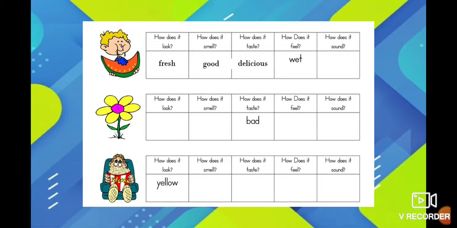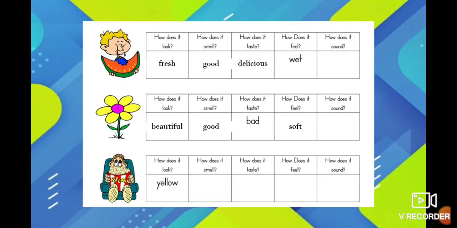Okay, how does it look? The flower. It looks beautiful. How does it smell? It smells good. How does it taste? It tastes bad. And how does it feel? Okay, it feels soft. Okay, because you know that the petals of the flower are very soft.